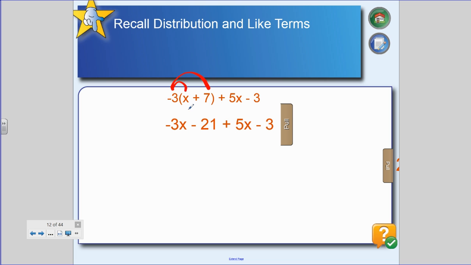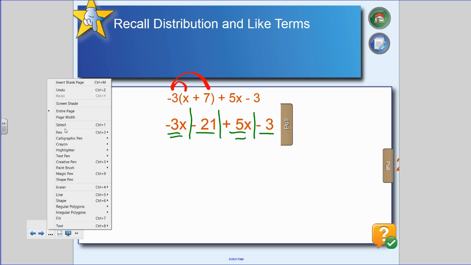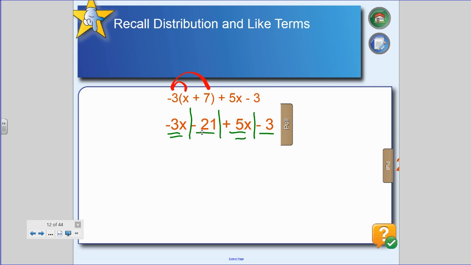Remember putting your dividers up in between each term to make sure that we have the sign of the term correct. So the x terms, -3x and positive 5x, are like terms and are able to be added, and -21 and negative 3 are able to be added. So negative 3x plus 5x should give you a positive 2x, and negative 21 and a negative 3 should give you a negative 24. So you have 2x minus 24 or 2x plus a negative 24.